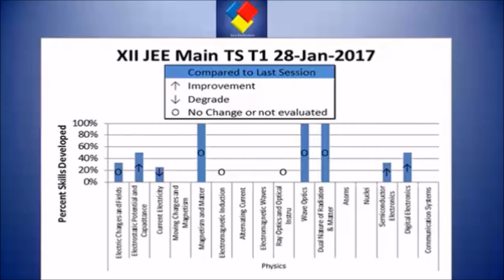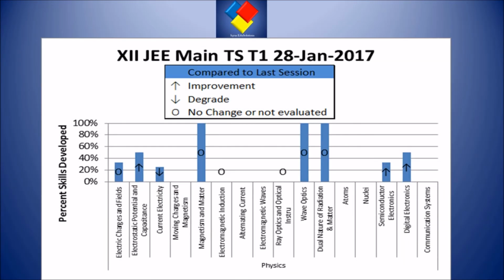Now this graph also shows the comparison of this test with the last test. For example, this up arrow in the second topic indicates that his performance has improved in this test as compared to the last test. Whereas the down arrow shows that his performance has gone down as compared to the last test. And the O symbol indicates that his performance has remained the same or it was not evaluated in this test.